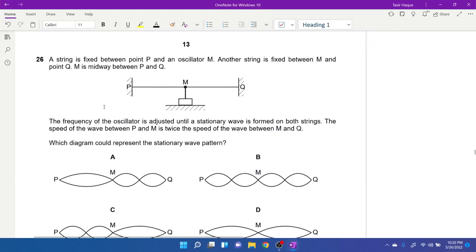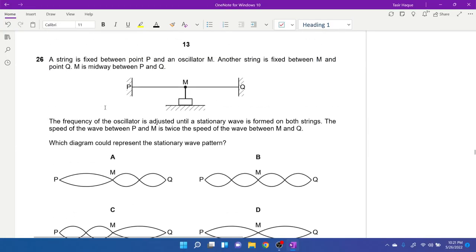So for 26, a string is fixed between point P and an oscillator M, and the string is fixed between point M and point Q. M is midway between P and Q. The frequency of the oscillator is adjusted until a stationary wave is formed on both strings. The speed of the wave between P and M is twice the speed of the wave between M and Q. Okay. Which diagram could represent the stationary wave pattern?